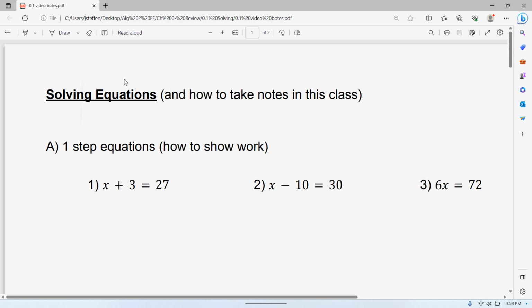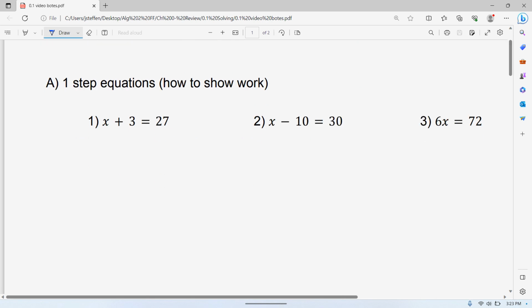This lesson is for solving equations. So number one is one-step equations. I want to get this x all by itself, so we subtract 3 from both sides. Again, you're doing the opposite, so since it says plus 3, we're subtracting 3.